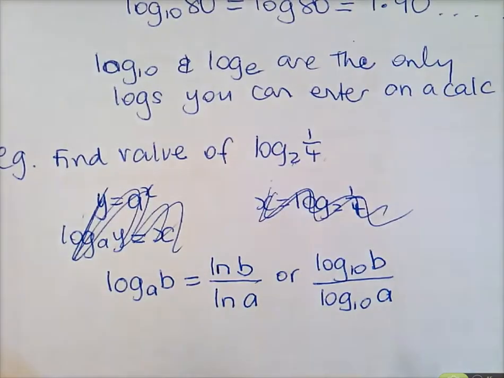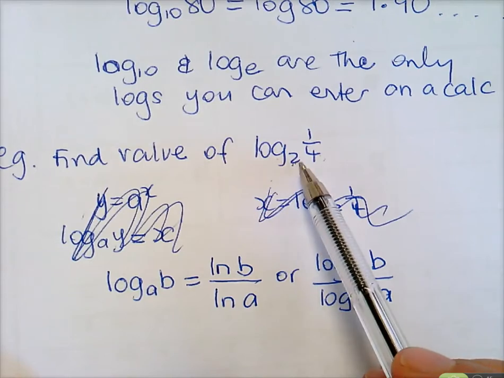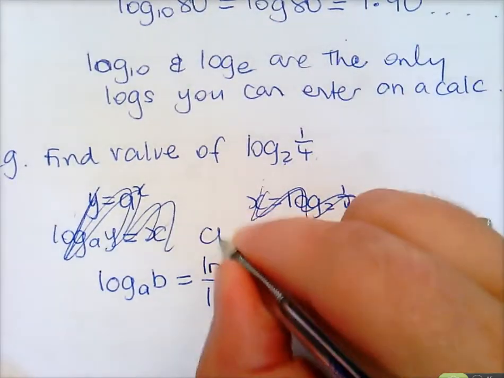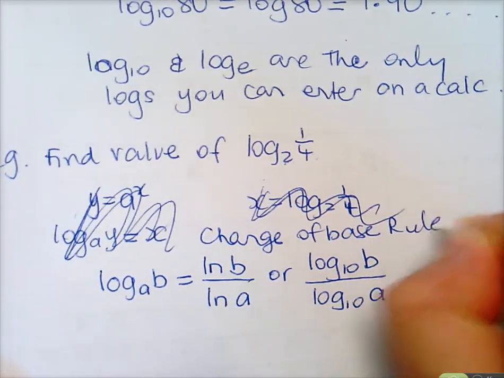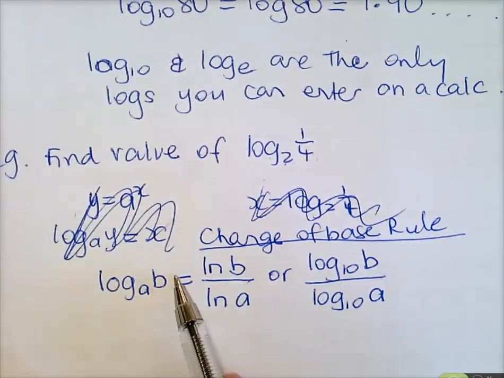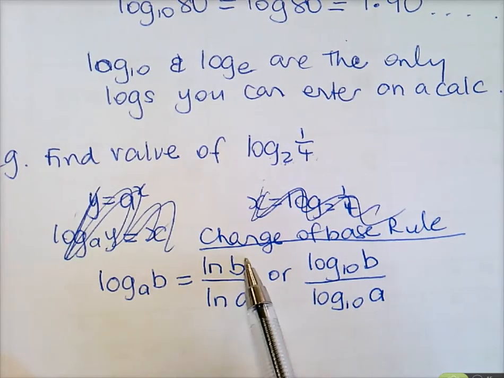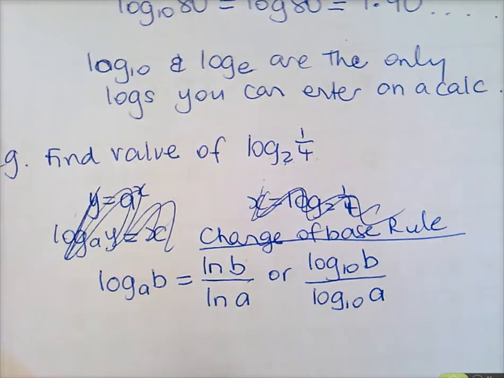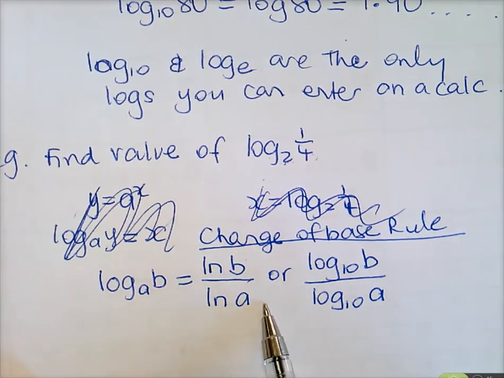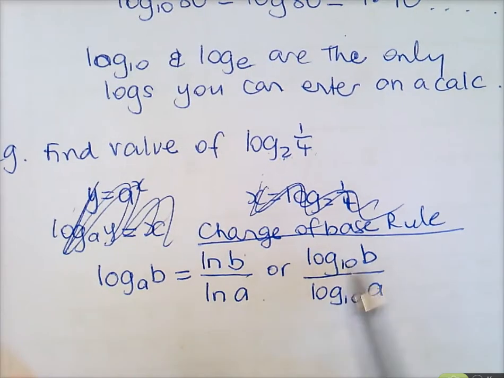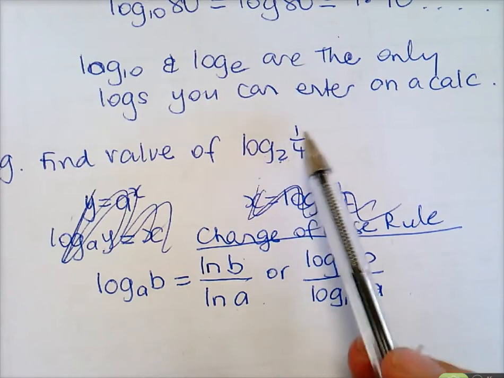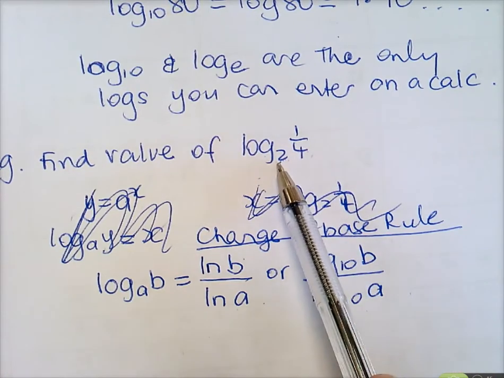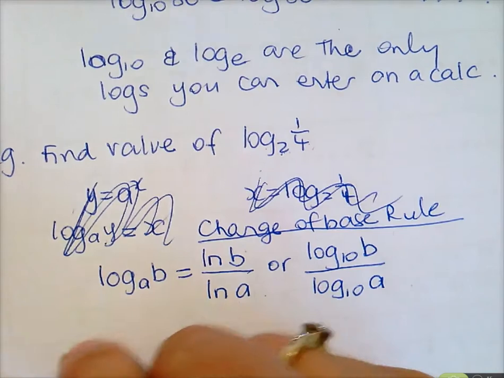If you are not given base e or base 10, we use what's called the change of base rule. Log to the base a of b is just ln b over ln a. Doesn't ln b mean log to the base e of b over log to the base e of a? Or you could do it as log to the base 10 of b over log to the base 10 of a. Now let's try it.